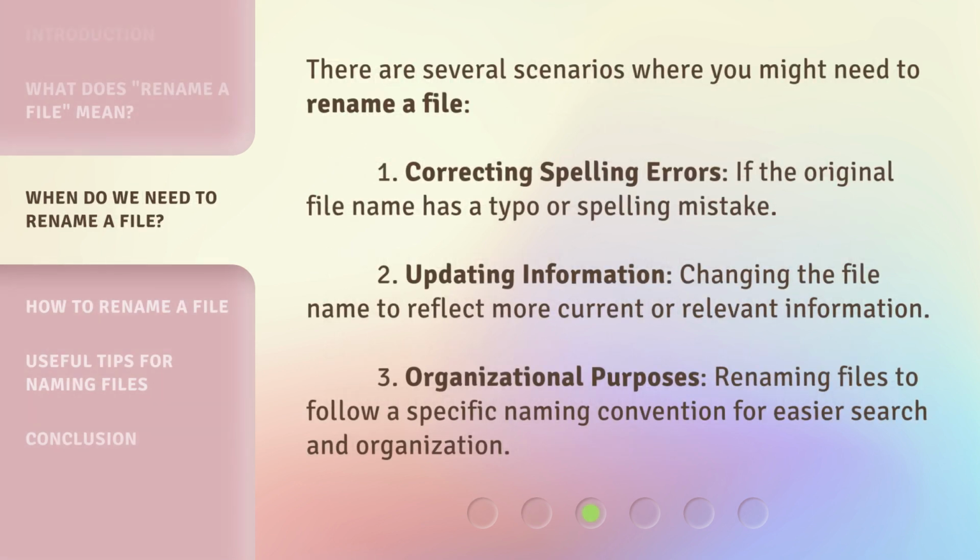There are several scenarios where you might need to rename a file. 1. Correcting spelling errors, if the original file name has a typo or spelling mistake. 2. Updating information, changing the file name to reflect more current or relevant information. 3. Organizational purposes, renaming files to follow a specific naming convention for easier search and organization.